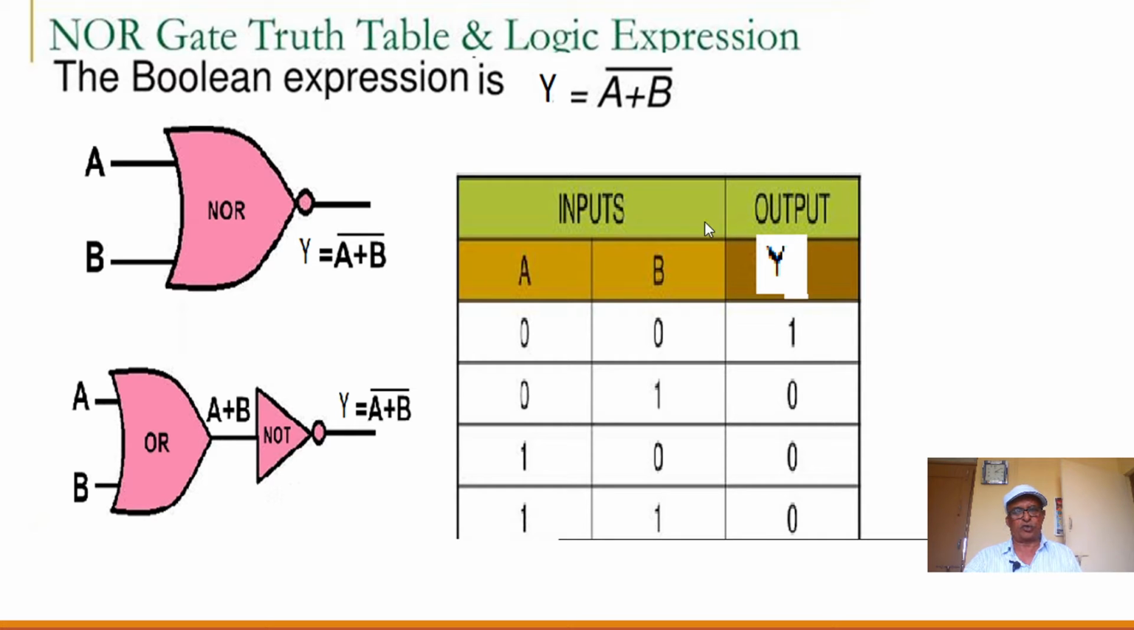Now let us consider the truth table. Here A and B are inputs and Y is the output. Only in the first case the addition is 0, that is 0 plus 0 is 0, and its complement will be 1. Now for the remaining three cases, if we take the addition, that is 0 plus 1 or 1 plus 0 or 1 plus 1, in all these cases the addition is 1, that is A plus B is 1, and then we are taking complements. So in this case the output will be 0 for the remaining three cases.